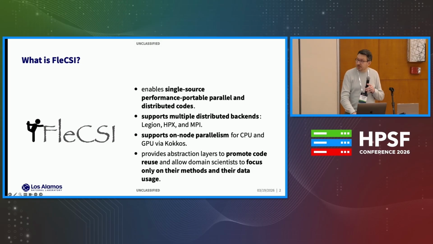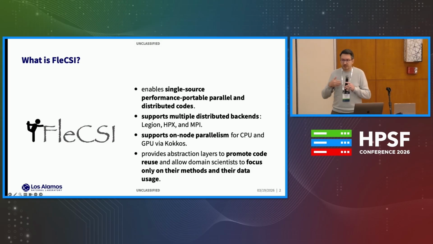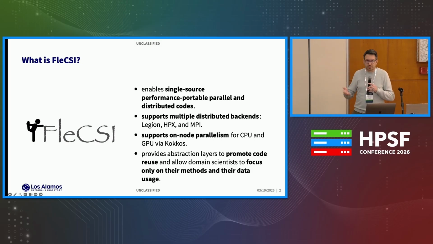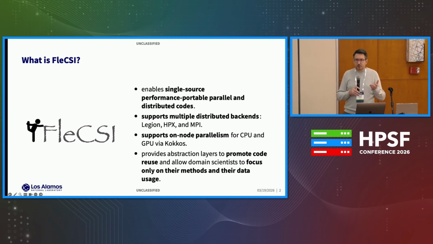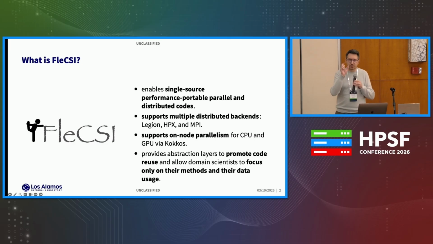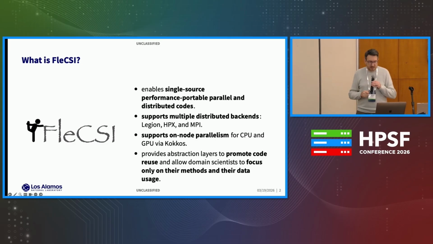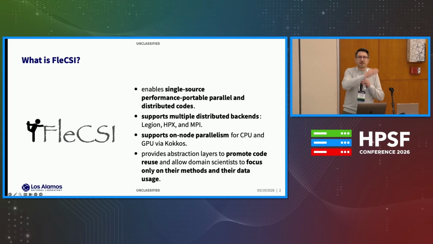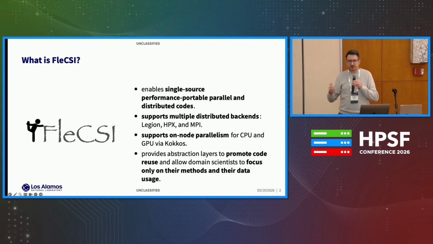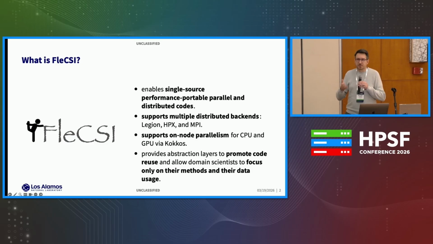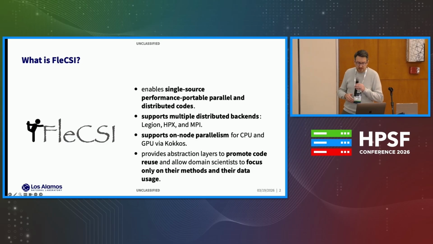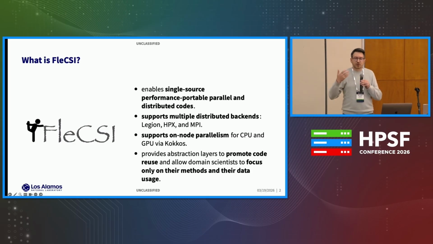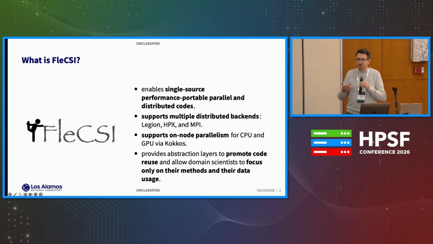Now, FleCSI addresses this by giving you a single-source, performance-portable model for distributed and parallel applications. Kokkos is focused on being parallel on a single node, but FleCSI is focused on being both distributed and parallel. It does so by supporting multiple backends for distributed, and for on-node parallelism we use Kokkos. And it provides abstraction layers that promote code reuse.